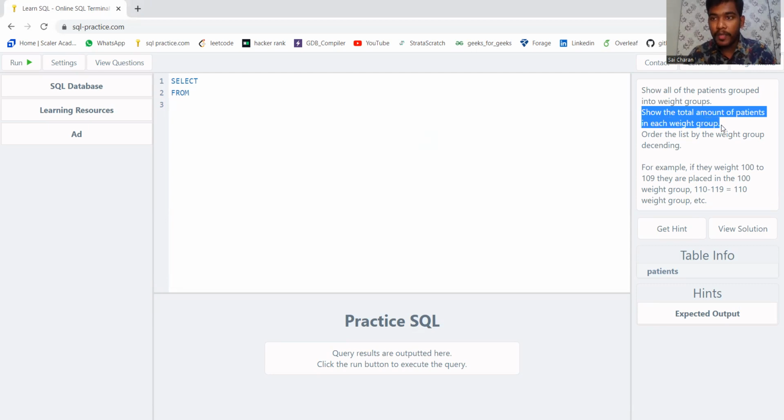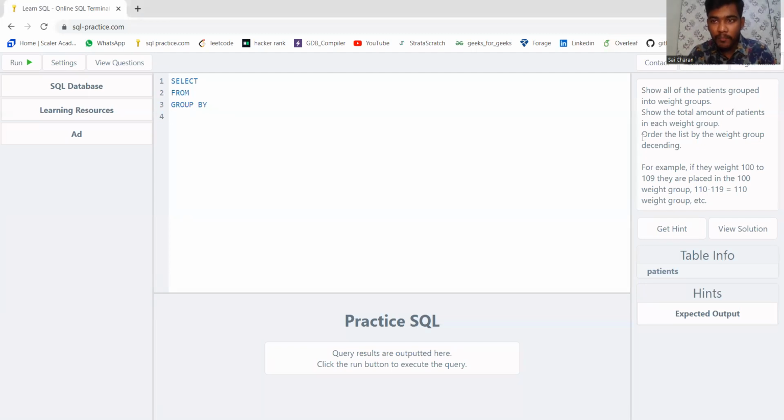Show the total amount of patients in each weight group. So we need some count for each group, right? So obviously we use group by. Did they give any condition, like greater than or less than or equals to, if this condition passes, if this condition fails? No, they didn't give any condition, right? So hence we are not using any where clause or having clause.